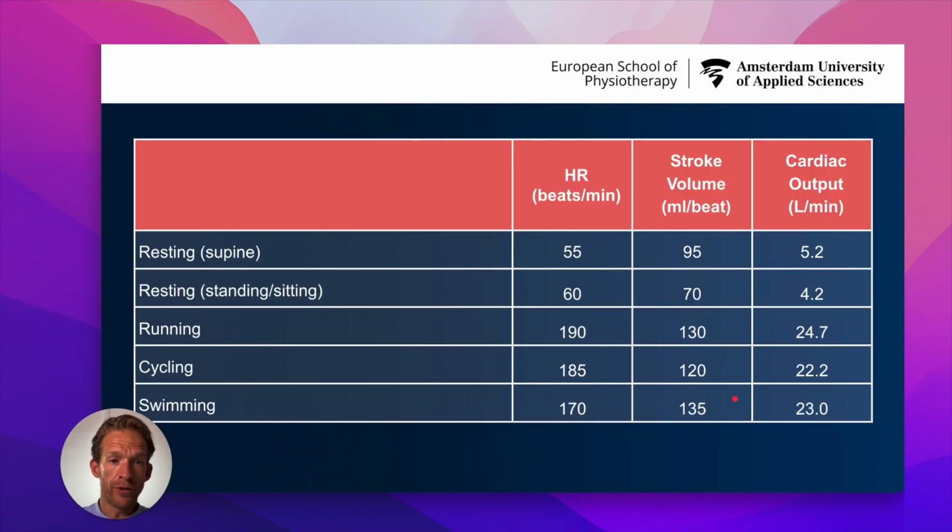And here you can see a few other standard values taken from one of the books. In resting position, but sitting or standing, what would you expect for normal resting heart rate values? What would you expect for stroke volume values? And what would you expect for cardiac output? Knowing your numbers is very important.